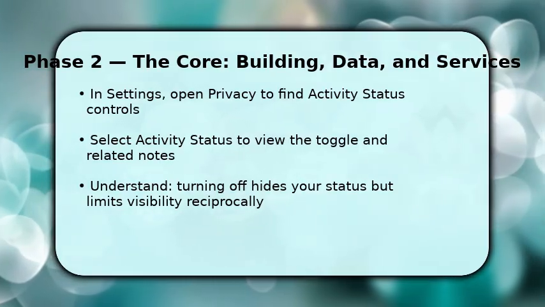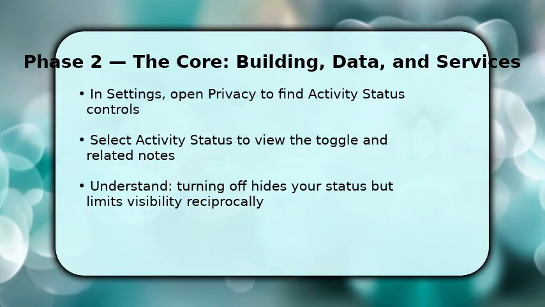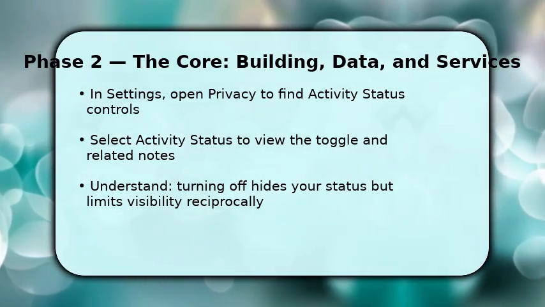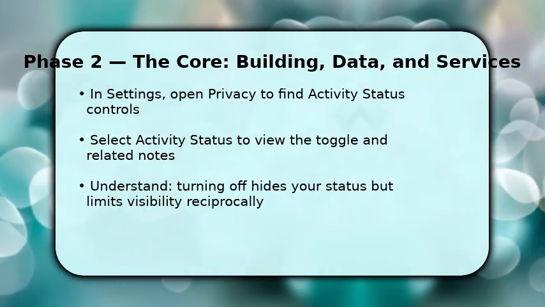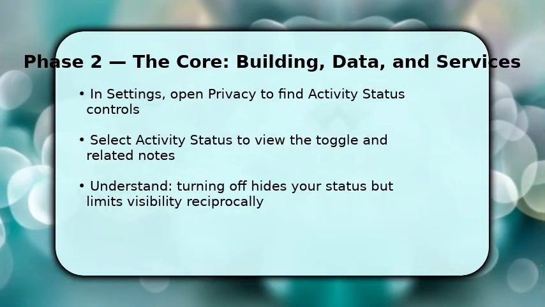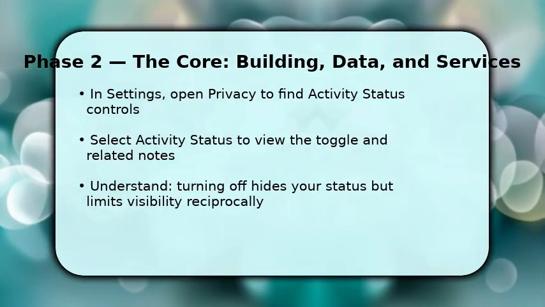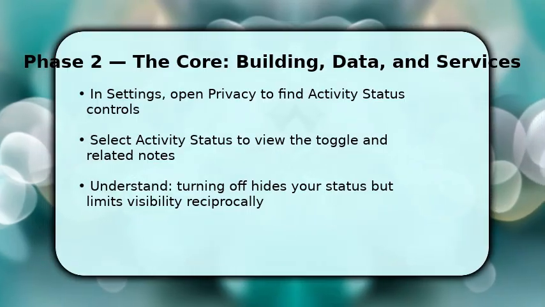Do this because Instagram shows status to accounts you follow and message. Disabling it hides your activity, but also prevents you from seeing others. Make sure to confirm the toggle. Instagram applies changes instantly, but check again if you manage more than one device.